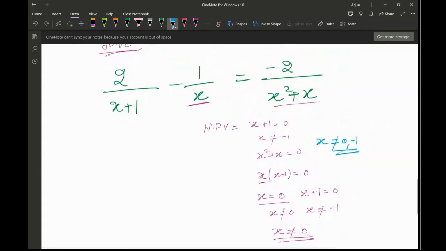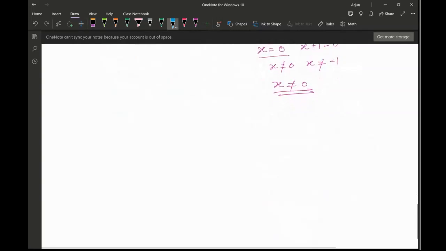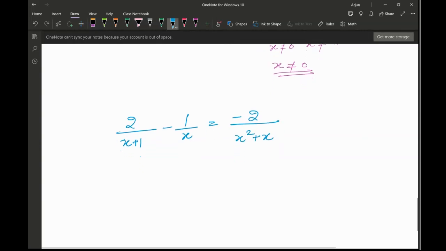Now I'll try and simplify this question. I'll rewrite the terms one more time: 2 upon x plus 1 minus 1 upon x equal to minus 2 upon x square plus x. Now what can I do about this question? I can multiply this one with x, and x on top. The other term I will multiply with x plus 1 on top here.